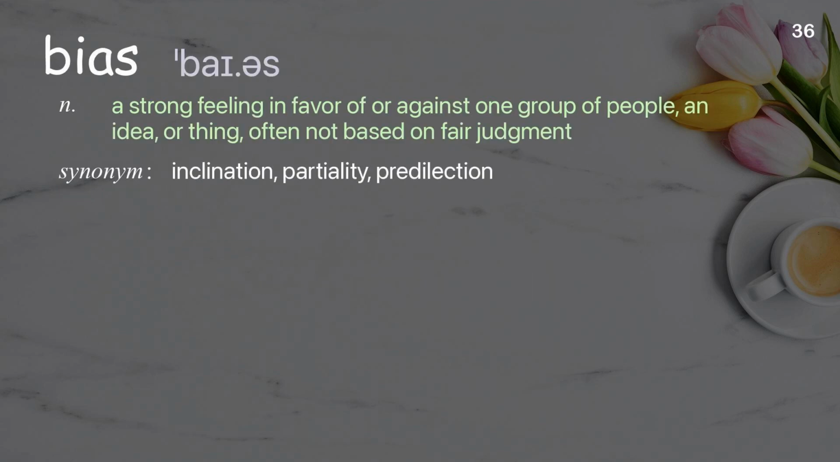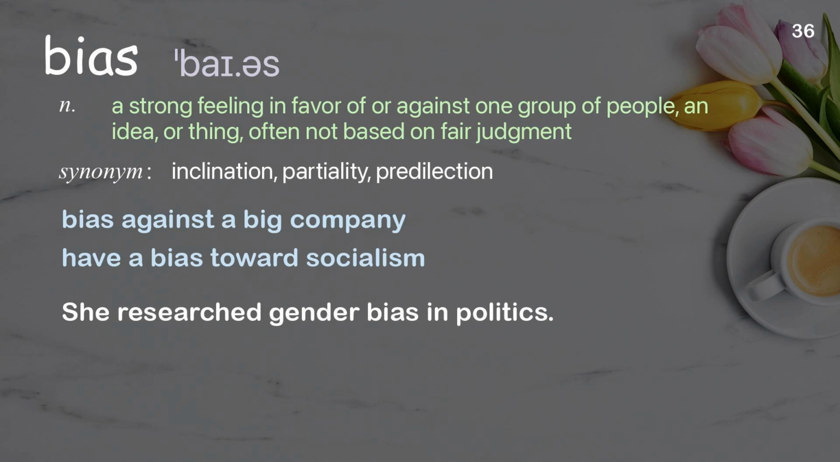Bias: a strong feeling in favor of or against one group of people, an idea, or thing, often not based on fair judgment. Examples: bias against a big company, have a bias towards socialism. She researched gender bias in politics.